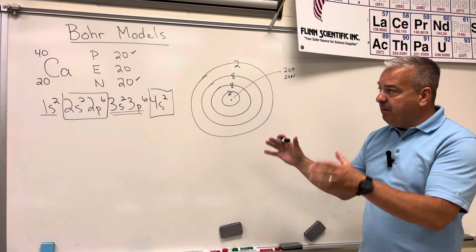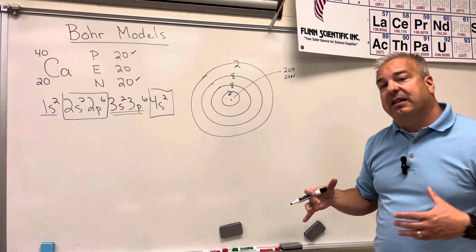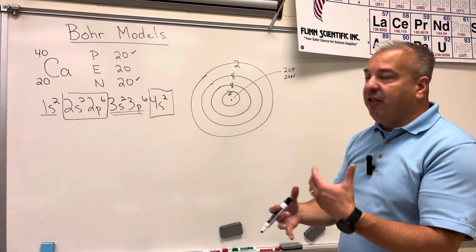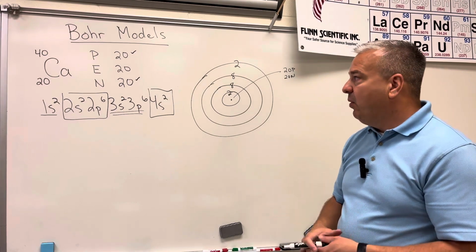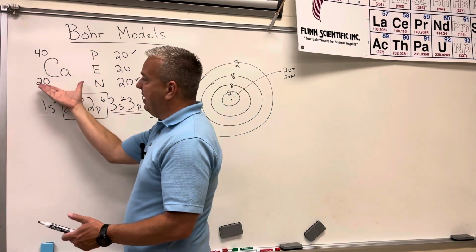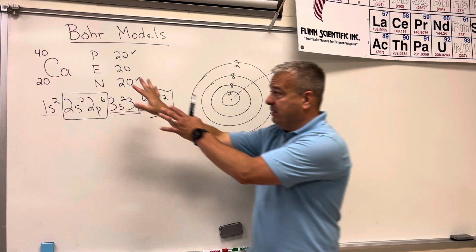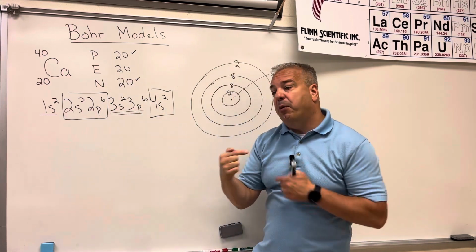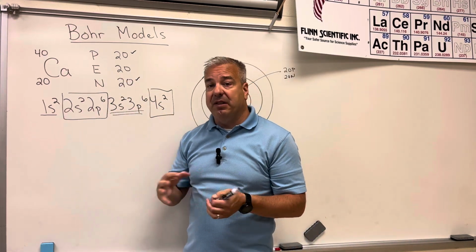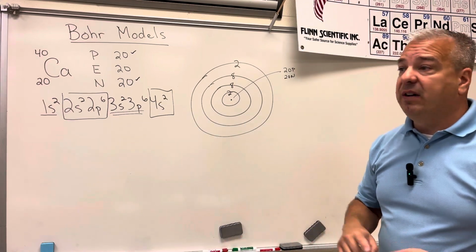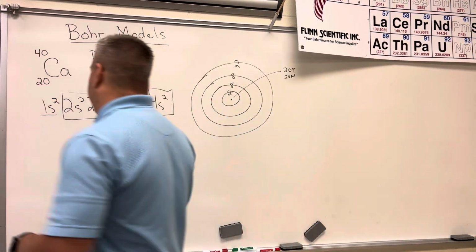Now, from this Bohr model, sometimes we like to talk about how we use it to figure other things out. For example, what charge does calcium like to make when it is inside a compound? When it's by itself, it's neutral, but when it's inside a compound, it's typically going to lose electrons or gain electrons according to something that we call the octet rule.